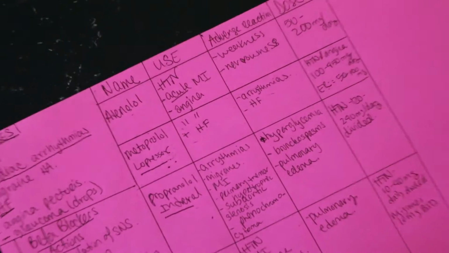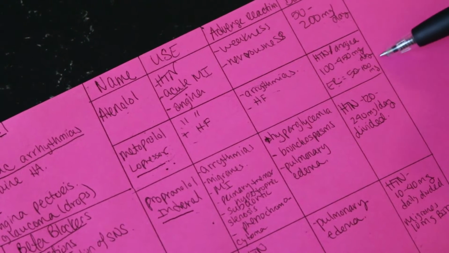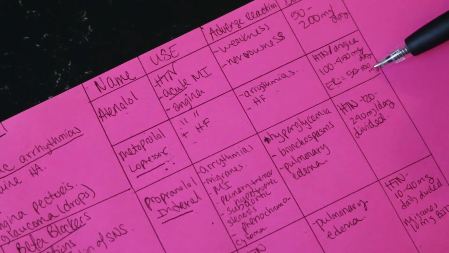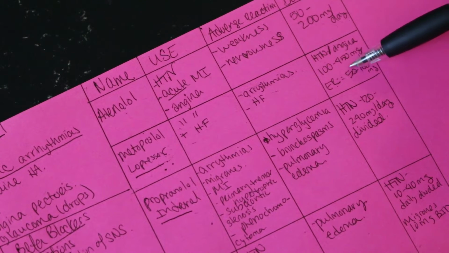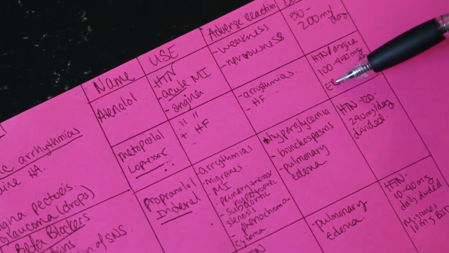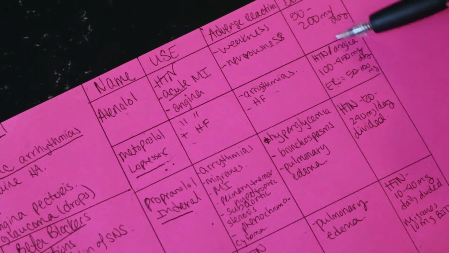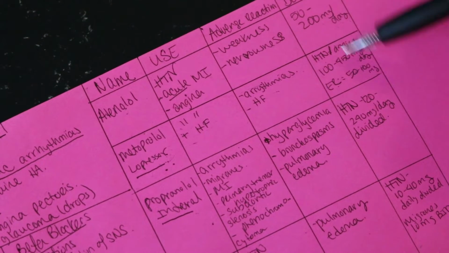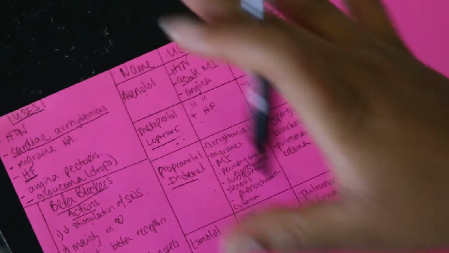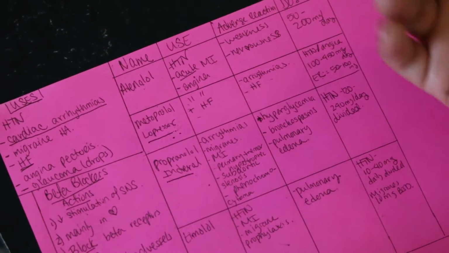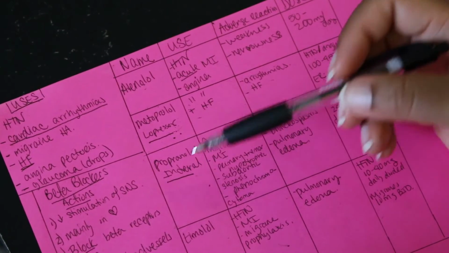You see how there is less given. So 50 milligrams a day for the ER, and then 100 to 450 for just the regular metoprolol. You get less with the ER because it's gonna release slower in your body, okay? So you don't need to use as much. It extends its release time in your body, or the half-life, I should say, if that makes any sense.